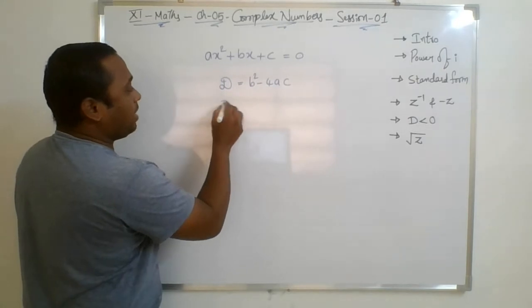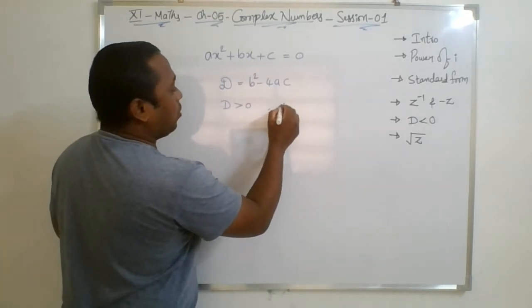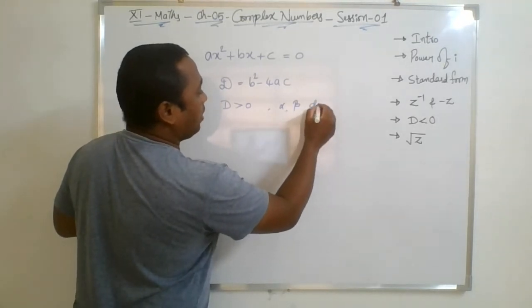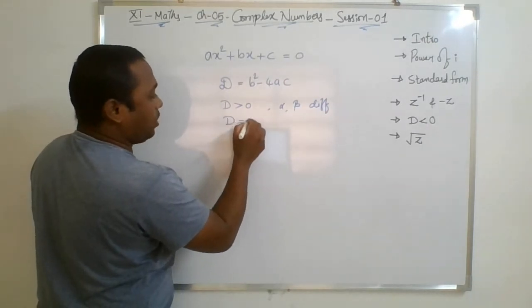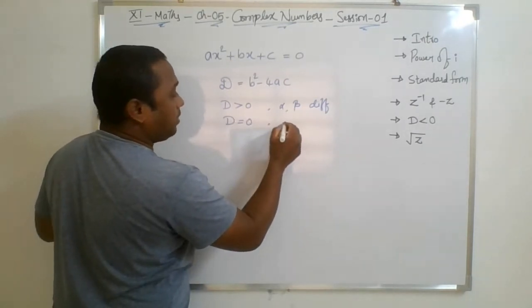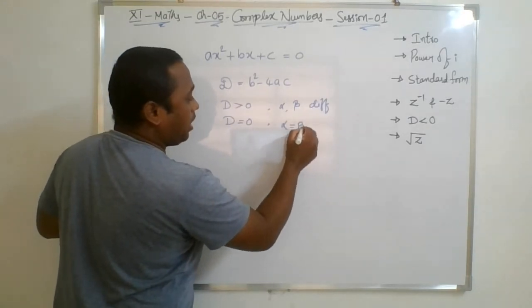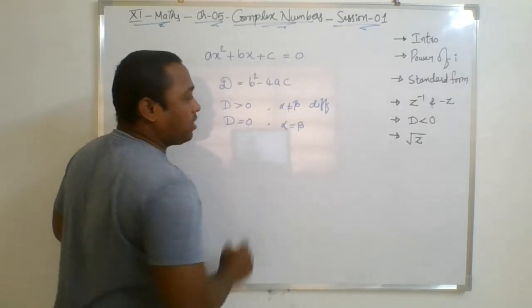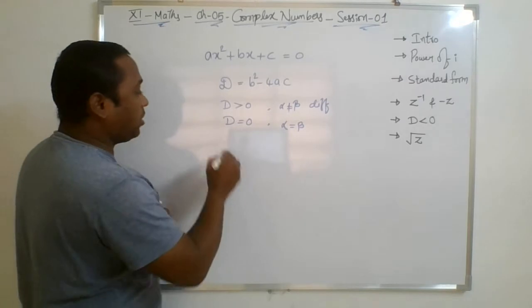If the discriminant is greater than 0, you would say the roots are possible and alpha and beta are different. If the discriminant is equal to 0, you would say yes, roots exist but they are equal, right? Here you would say alpha and beta are not equal but alpha and beta are the roots of quadratic equation.